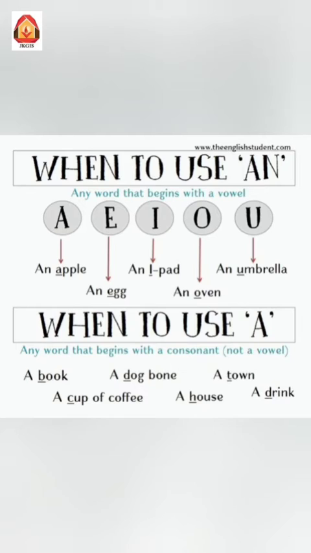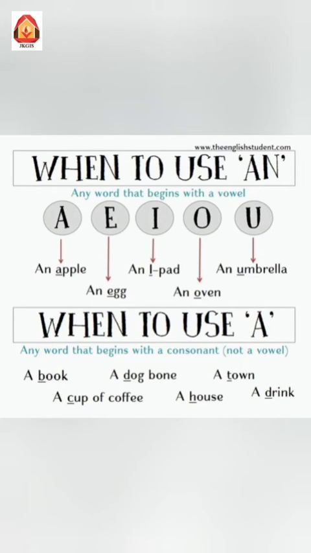If the word is starting with a consonant, we will use a before it, like a book, a dog bone, a town, a cup of tea, a house, a drink. Students, we have used a before these words because you can see these all words are starting with consonants. Okay, so the second thing we have to understand is that we use a if the word is starting with a consonant.